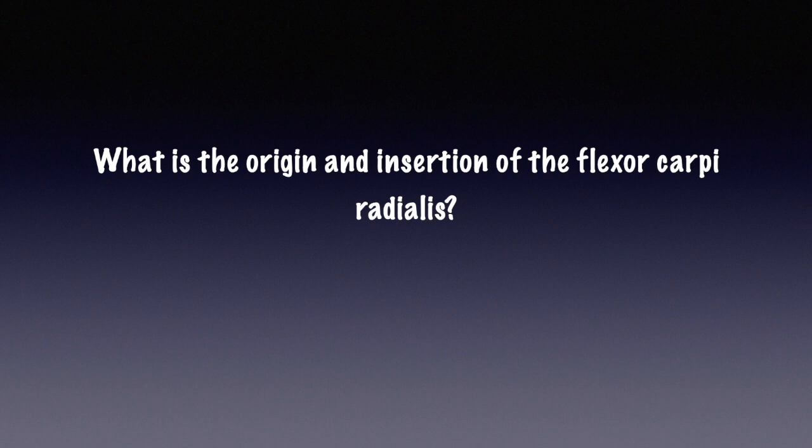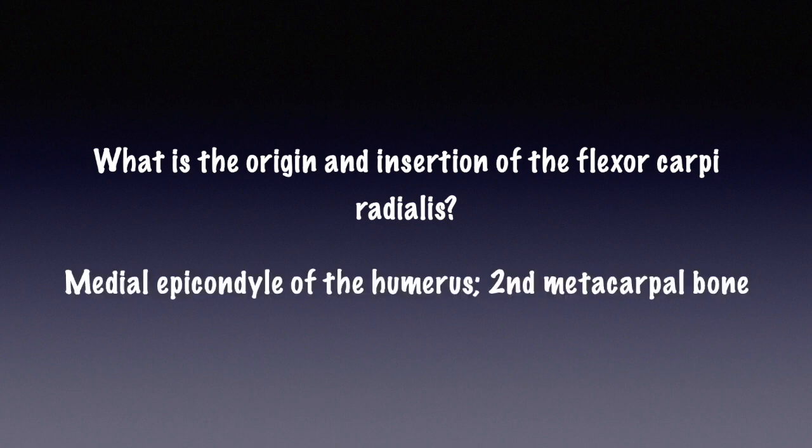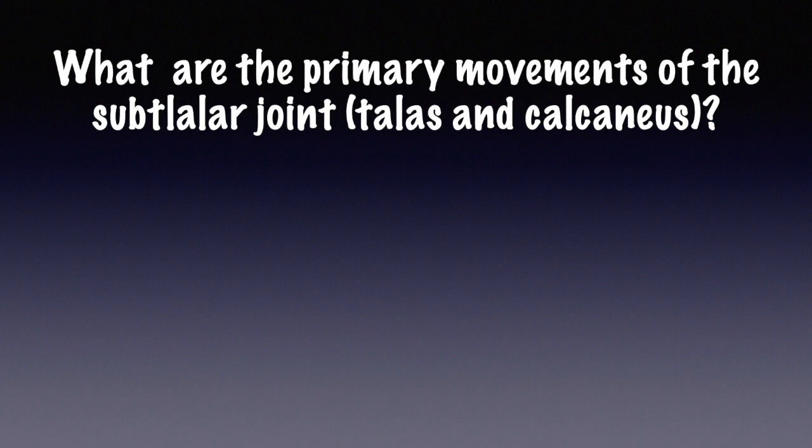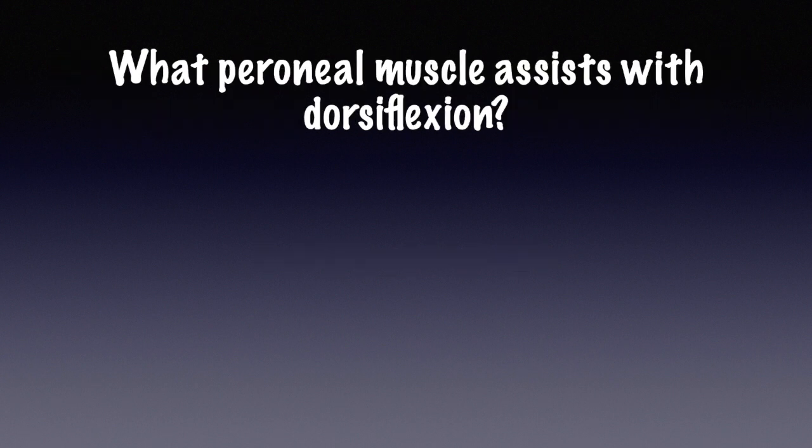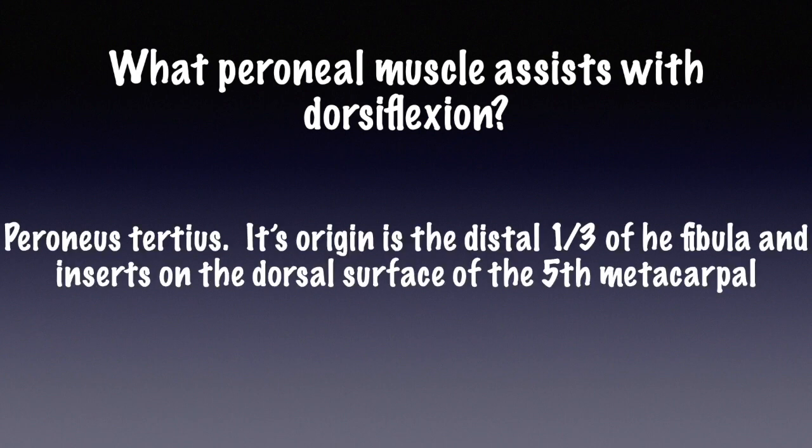What is the origin and insertion of the flexor carpi radialis? Origin is the medial epicondyle of the humerus and insertion is the second metacarpal bone. What are the primary movements of the subtalar joint, talus and calcaneus? Inversion and eversion. What peroneal muscle assists with dorsiflexion? Peroneus tertius. Its origin is the distal 1/3 of the fibula and inserts on the dorsal surface of the fifth metatarsal.